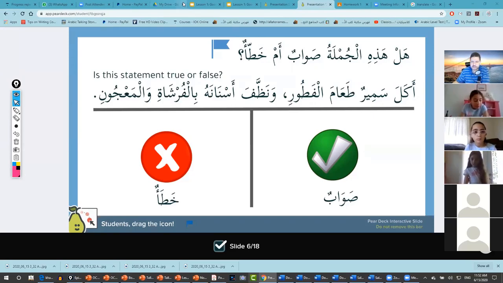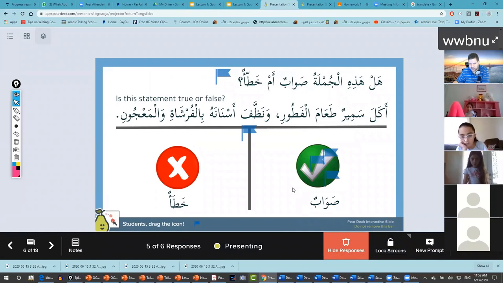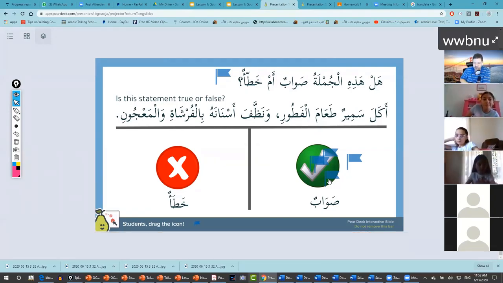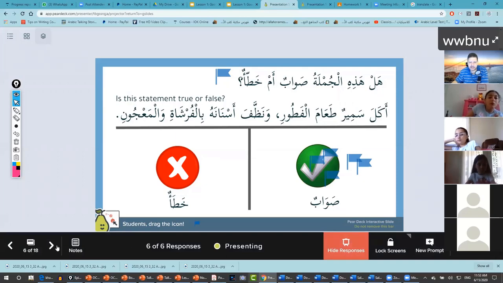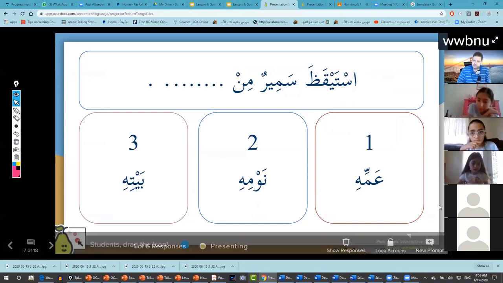Okay, so all of us now, let's see. I see, mashallah, all of us put it sawab, and one put the flag wrong. Now he changed it. Okay. نعم. هذه الجملة صحيحة صواب. سمير أكل طعام الفطور ونظف أسنانه بالفرشاة والمعجون. Yes, it's correct, right? The next one. اقرأي يا صوفي. اقرأي. Go ahead.